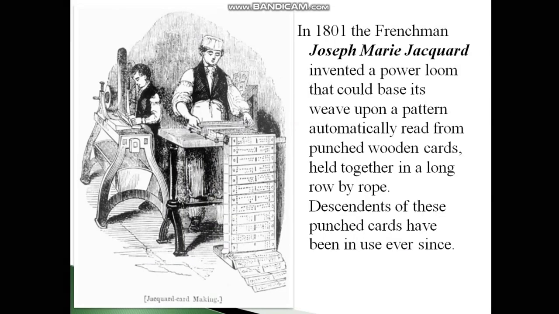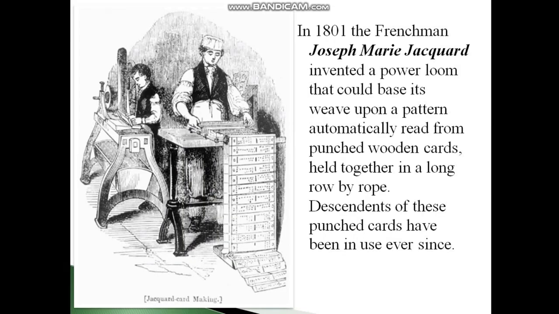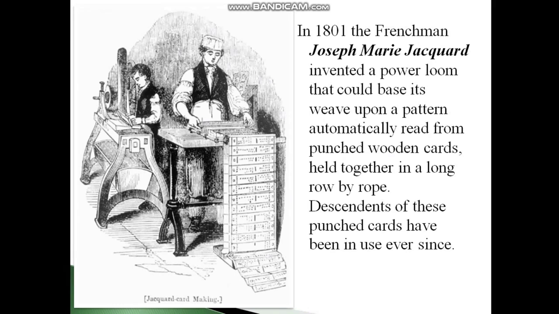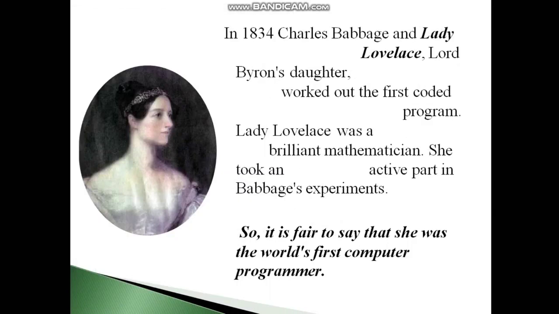In 1801, the Frenchman Joseph-Marie Jacquard invented a power loom that could base its weave upon a pattern automatically read from punched wooden cards held together in a long row by rope. Descendants of these punched cards have been in use ever since.